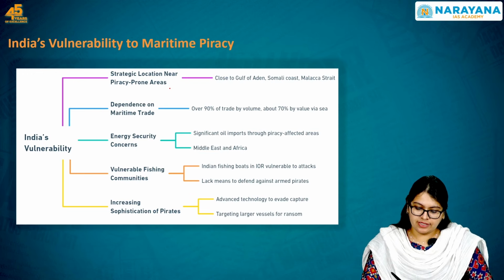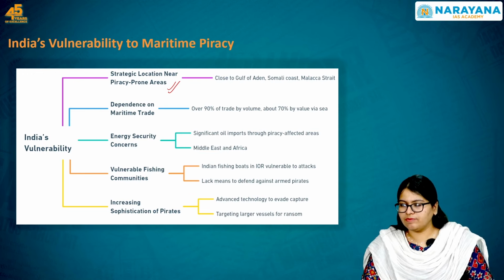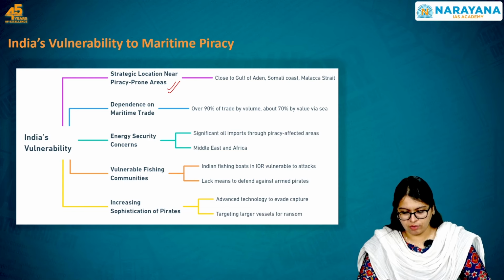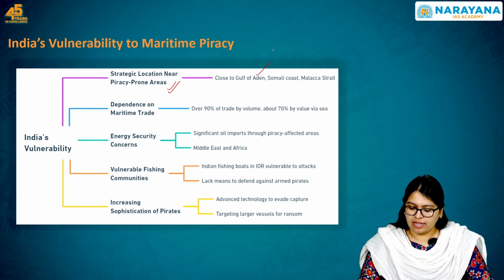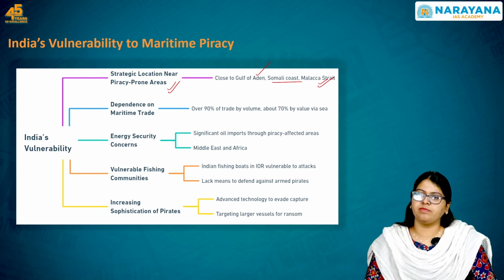The first one is strategic location near piracy-prone areas. Of course, towards the east we have the Malacca Straits, and towards the west we have Somalia as well as the Guinea coast. So we are close to the Gulf of Aden, the Somali coast as well as the Malacca Strait. So our strategic location is near these piracy-prone areas.